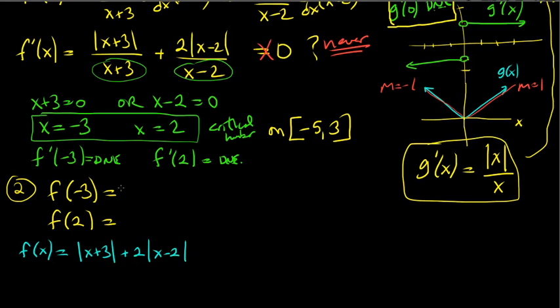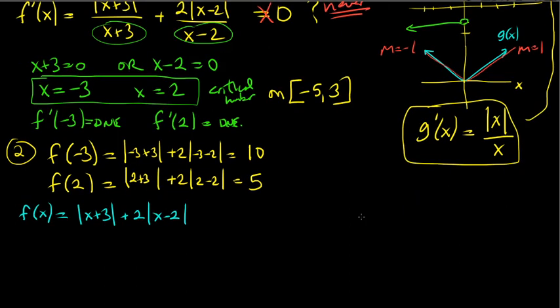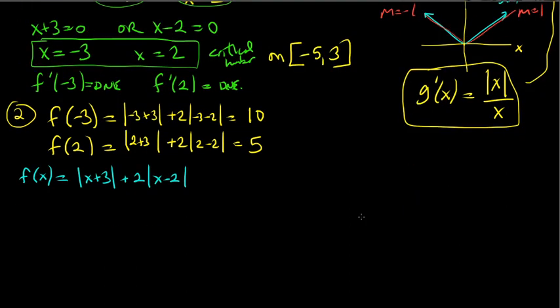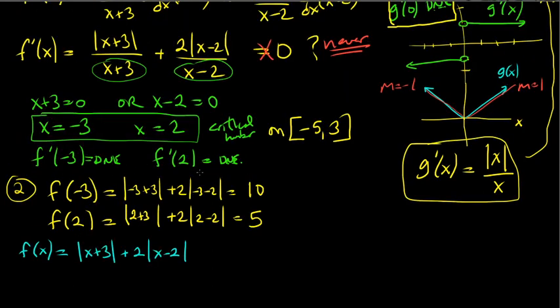So plugging in negative 3, you get the absolute value of negative 3 plus 3, which is 0, plus 2 times the absolute value of negative 3 minus 2. So we get 0 plus 2 times 5, which is 10. And then when you plug in 2, you get 2 plus 3, which is 5, plus 2 times 2 minus 2, which is 0. So here we just get 5 plus 0, which is 5. Okay, so far. Again, you're not plugging these into the derivative. If you do, you get does not exist, right? So that's step 2.